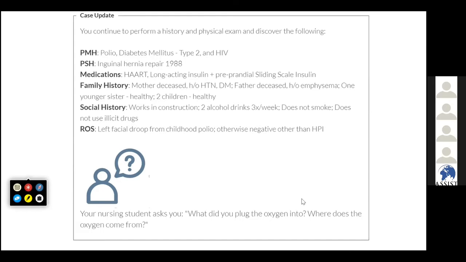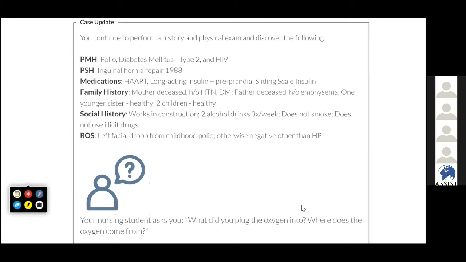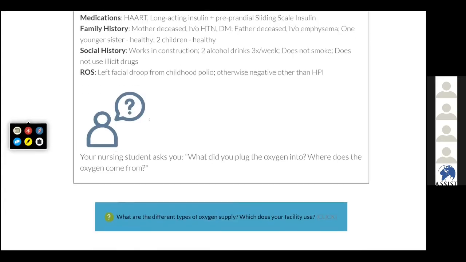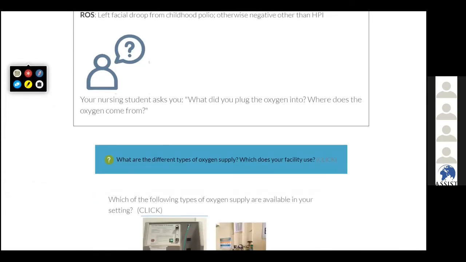His mother has died. She had a history of hypertension and diabetes, and the father also died, with a history of emphysema. He has one sister who is healthy and two children who are healthy. On social history, he works in construction, he drinks some alcohol, and he doesn't smoke. He doesn't use any drugs. You review other systems and find some sequelae from childhood polio, otherwise no other issues. Then you are working with your nurse student, and the student asks you, what did you plug the oxygen into?